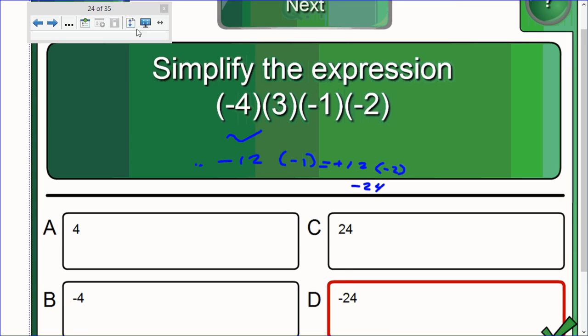So remember, when you're simplifying, multiplying, the same sign gives you positive, the different signs gives you negative. And here we had a lot of different signs. As a quick fact, if you have an odd number of negatives, that'll give you a negative. If you have an even number of negatives, that'll give you positive. Nice little shortcut. All right, let's go to the next one.